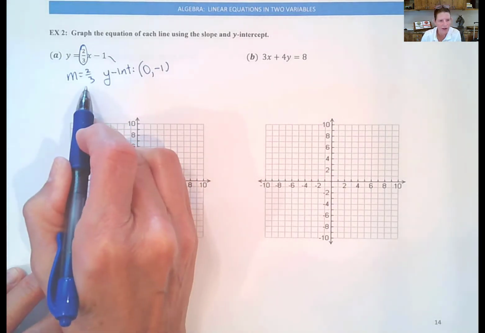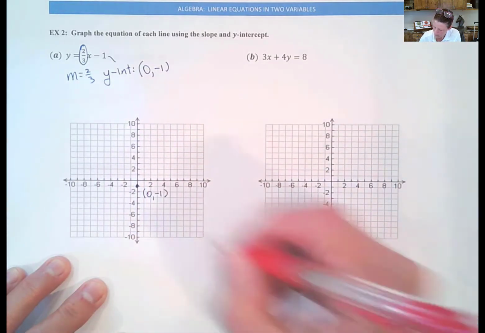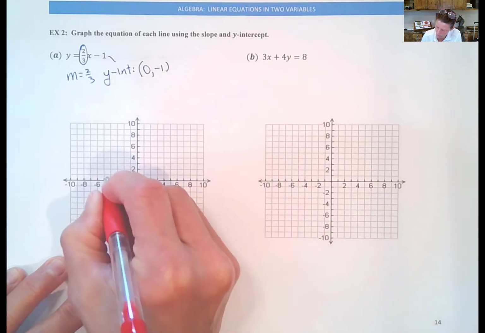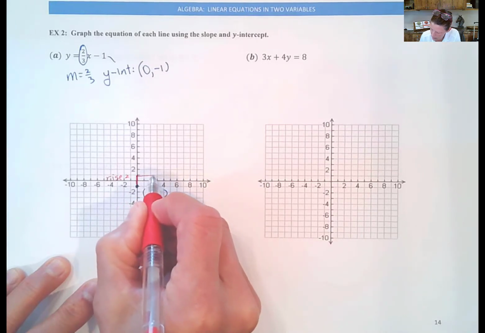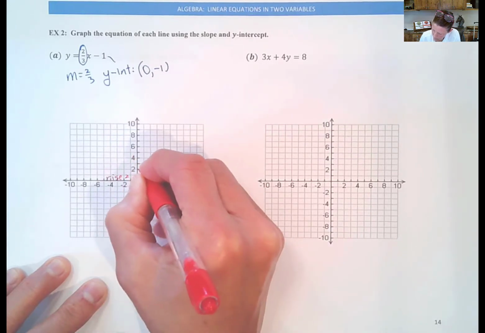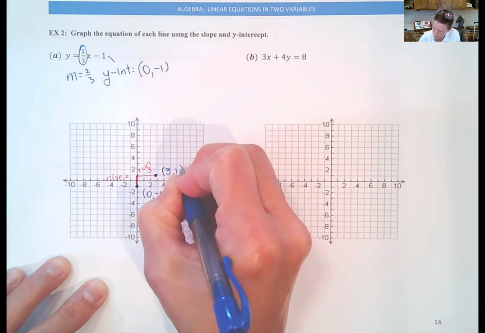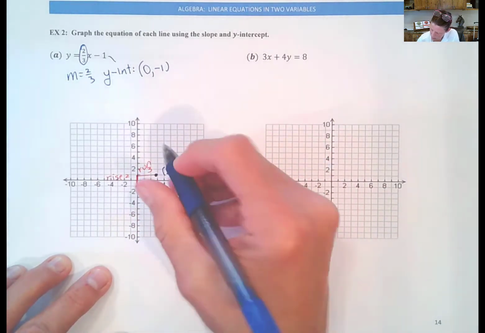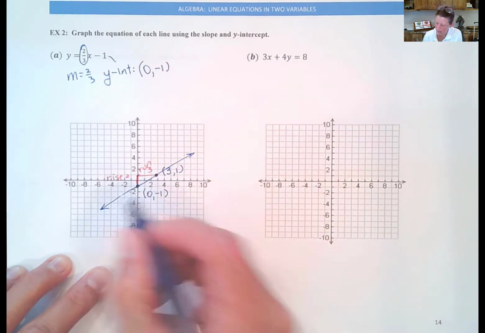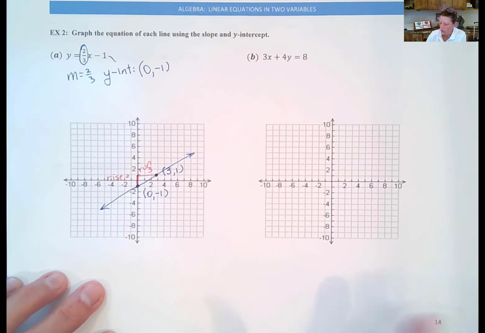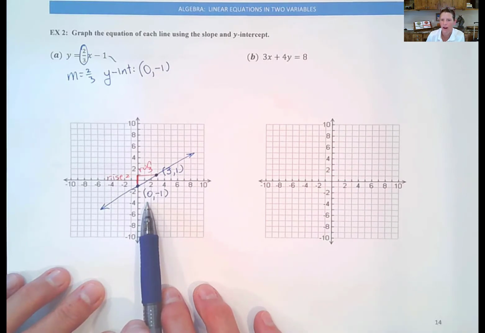And from there, we're just going to count the slope. Rise 2, and run 3. And the coordinates of this point are 3, 1. And we'll connect the points. I'm just going to do that free-handed here, trying to be really careful. Connect the dots and extend the line. Okay? So when you've got an equation in slope-intercept form, that definitely makes it convenient to graph.